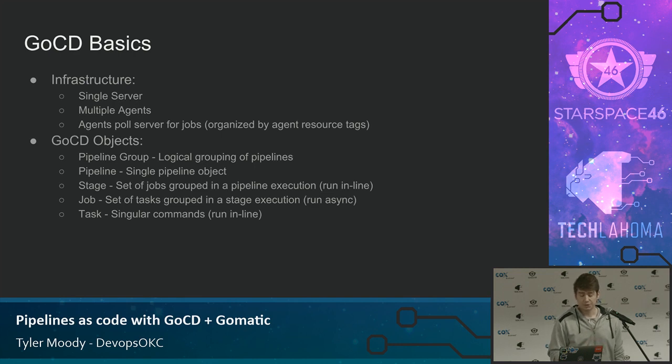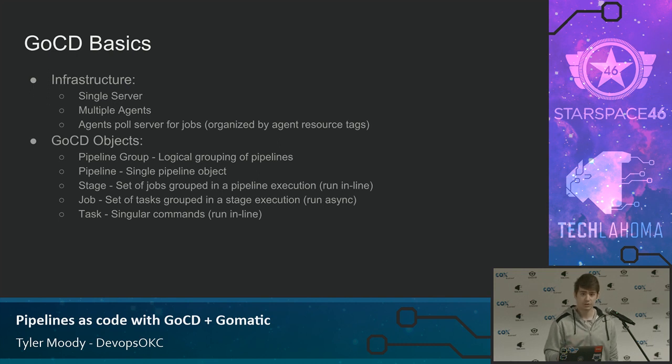Then there's the whole series of GoCD objects. So basically, GoCD breaks it down into pipeline groups, so it's a logical grouping of pipelines. An actual pipeline, which is a single pipeline object that consists of a set of stages. Those stages are actually a set of jobs, and a set of jobs contain each a set of tasks. Tasks are run inline, so that's basically your individual commands that execute.